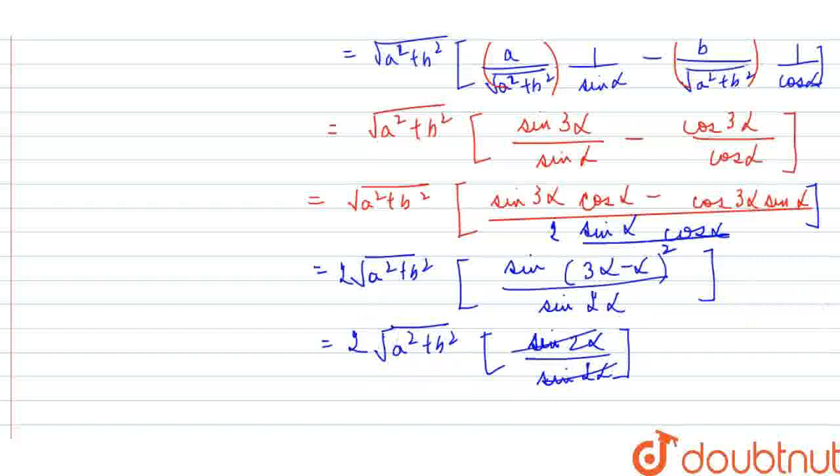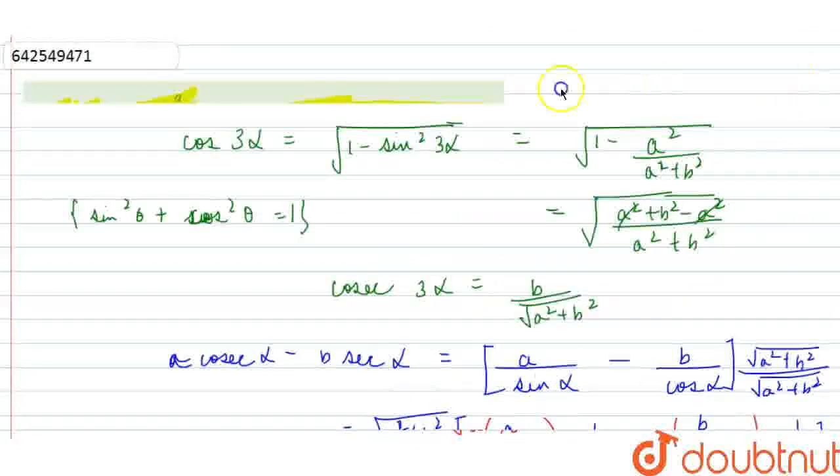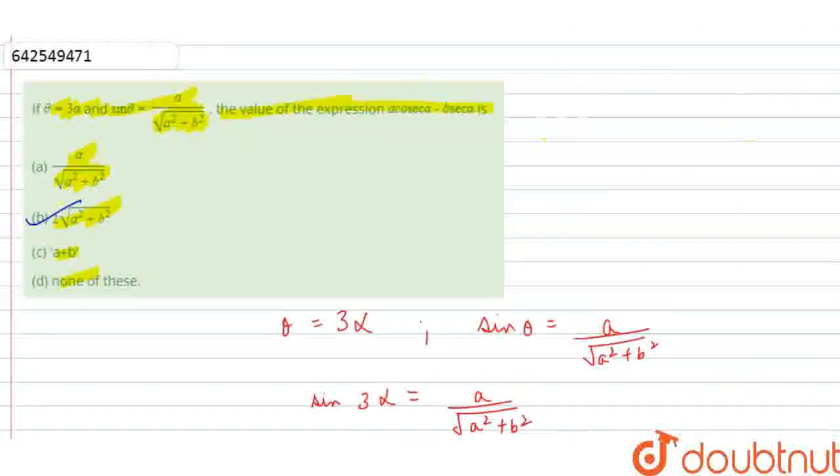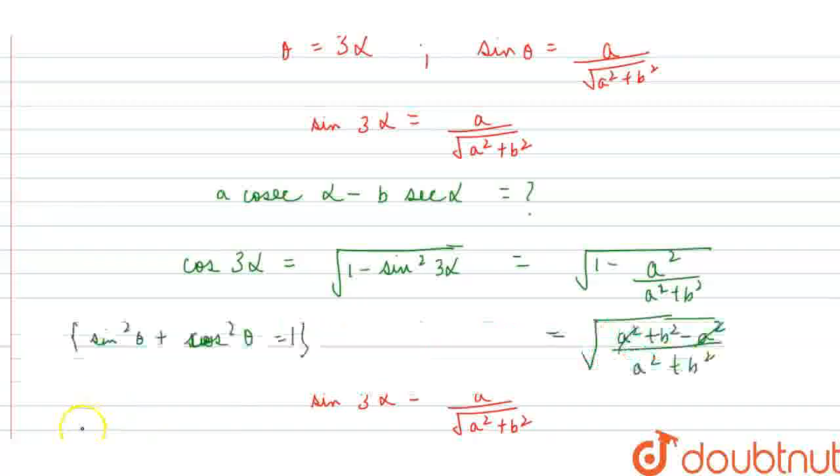Let's see which of the options is the correct option. So 2 under root of a square plus b square. So it means that option B is the correct option. I hope this is clear. Thank you.